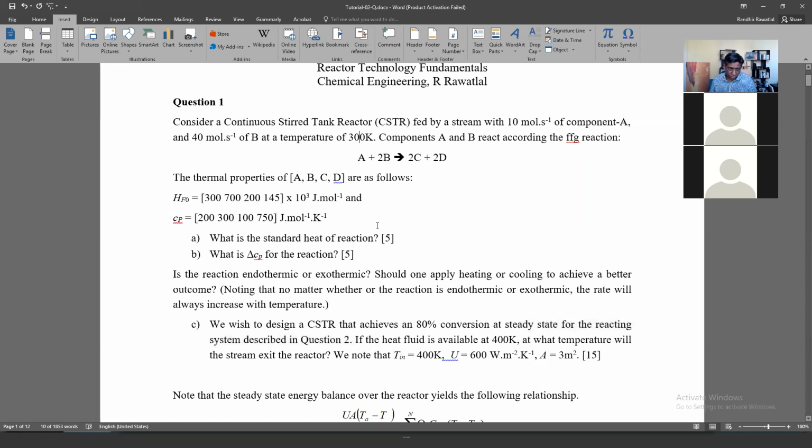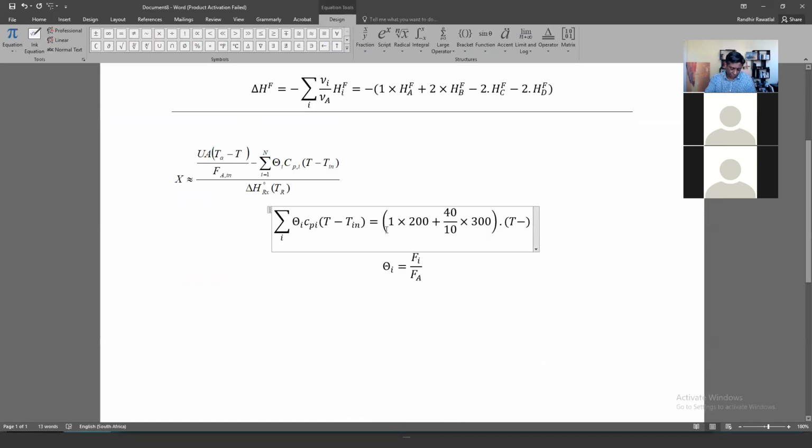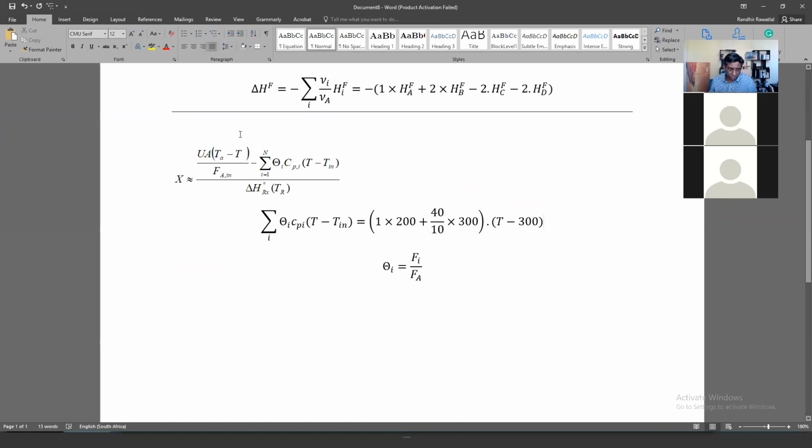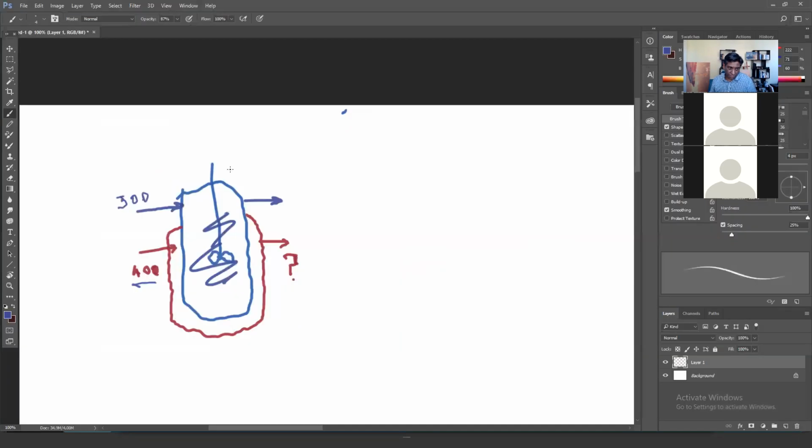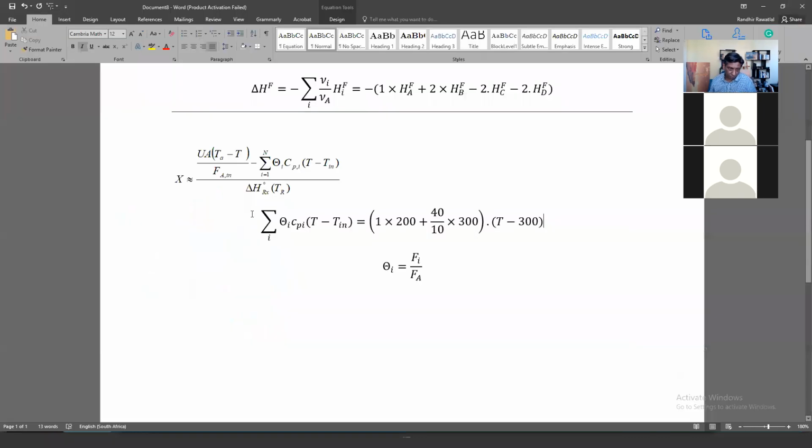Yeah, this feed stream is at 300 Kelvin. So that's 300 Kelvin. Right, so that's that term taken care of. And then we are given quite a lot of information about this side of it. It's straightforward plugging in numbers, but I'm doing this in detail because you have to make sure you're getting the right numbers in. Don't get confused. This T in refers to the reacting fluid. So that's T in is the reacting fluid. TA is the heat transfer medium. So that's the 400. So that's one term taken care of.